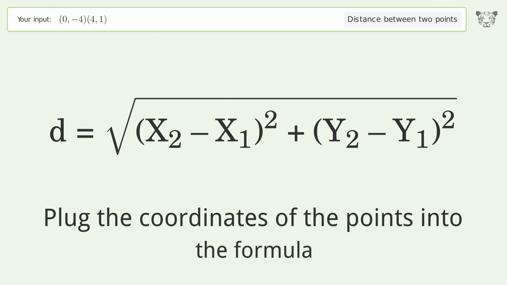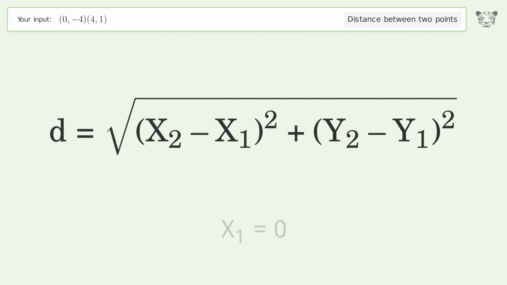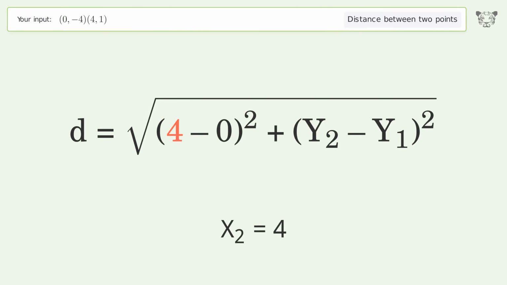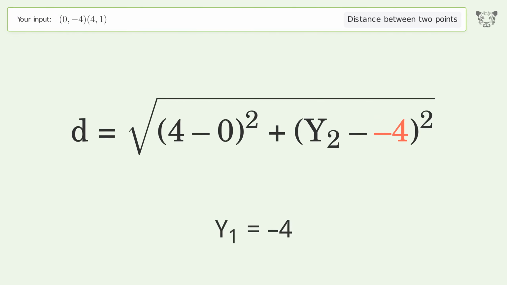Plug the coordinates of the points into the formula. x1 equals 0. x2 equals 4. y1 equals -4. y2 equals 1.